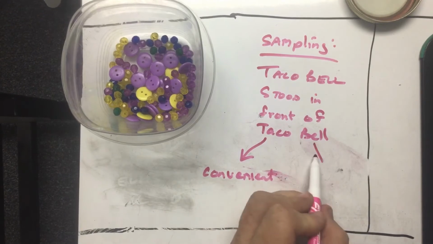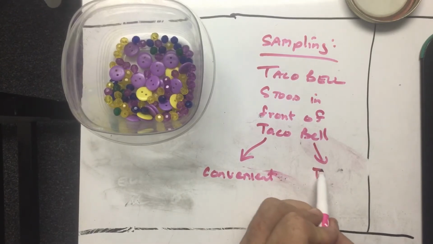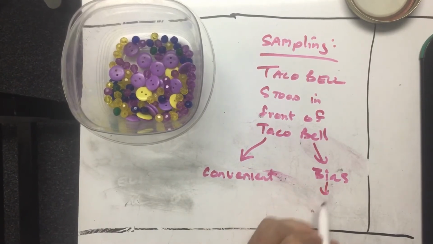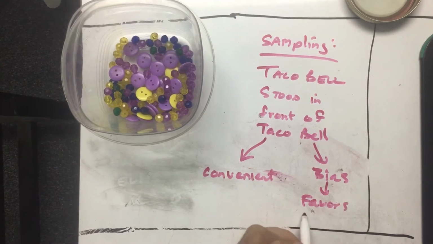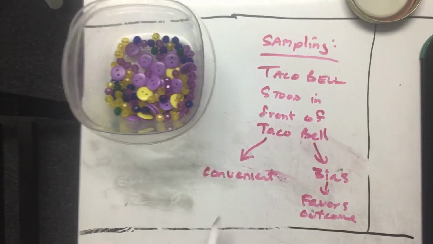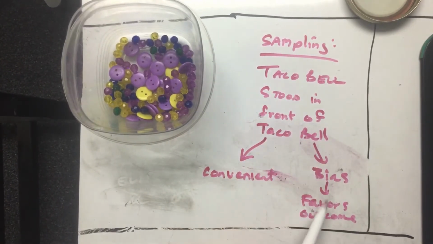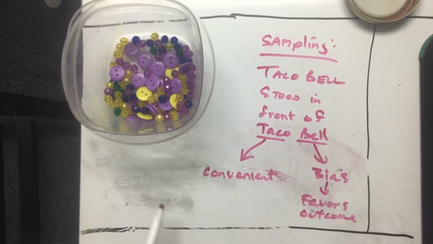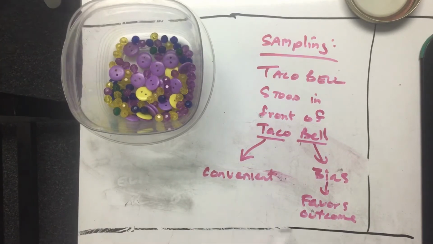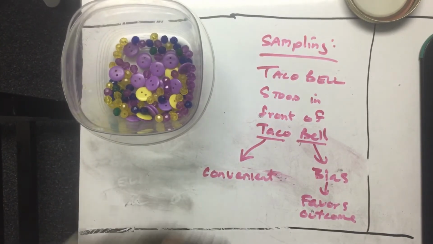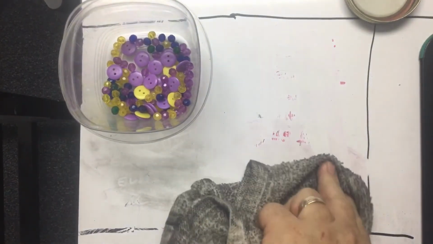And then it also brings what's called bias in there. Bias is something that favors an outcome. Okay? So this is an extreme example of a very convenient sample and a bias that favors an outcome. So if you're standing in front of Taco Bell taking your sample, more than likely it's going to favor an outcome of people that like it. And it's really easy. So let's go and talk about something else.